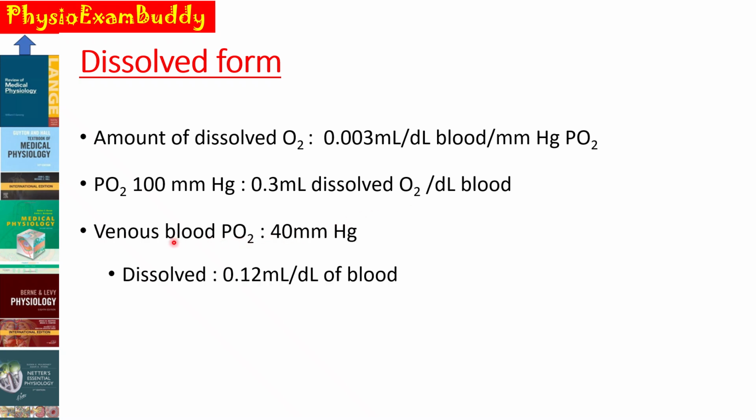And you all know that in the venous blood, the partial pressure of oxygen is 40 millimeters of mercury. So the dissolved amount will be less. At 100 millimeters it is 0.3, so at 40 millimeters it will be only 0.12 ml per deciliter of blood.